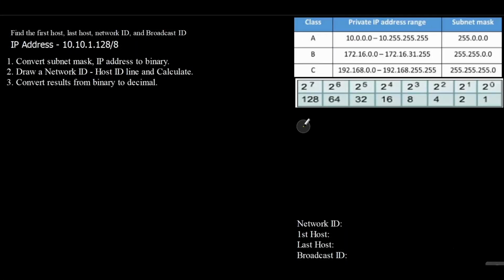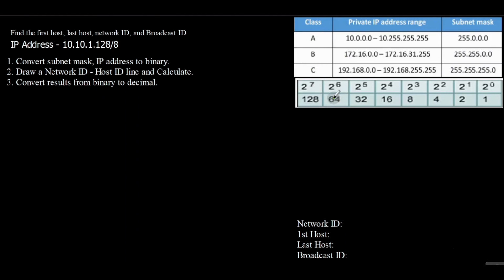Hi, in today's tutorial I'm going to do an IPv4 calculation to find the host range, or the first host, last host, network ID and a broadcast ID of an IP address. This IP address could be within the class A IP, B or C. On the right side I do have the private IP address range chart. This chart represents each class. So I do have a class A with its subnet mask, class B and C.